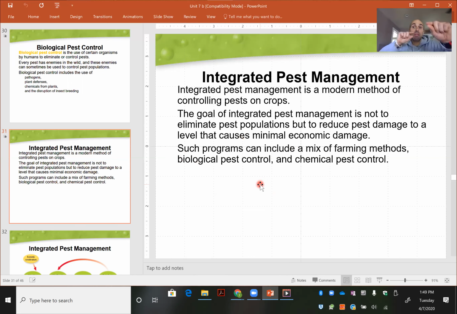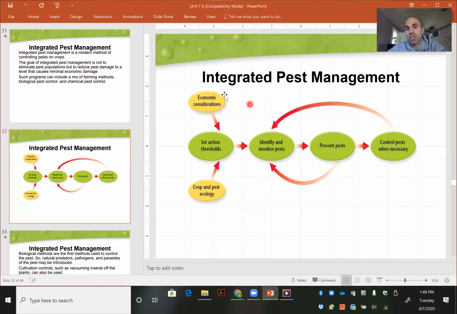Such programs to do this include biological pest control, chemical pest control, mixing these different methods, maybe going in and actually picking off the pests, introducing a predator to the pest, so it attacks the pest and not the crop. So all these different ways to control them. This is just an example of integrated pest management. We want to control the pests, identify and monitor them. Is it causing economic damage? We want to control the pests and the crops.